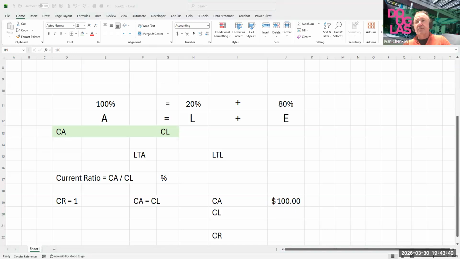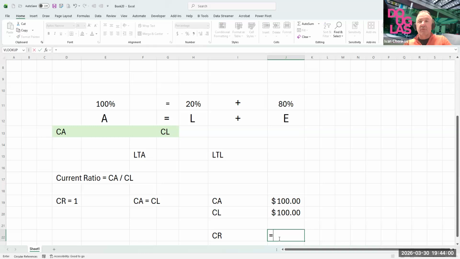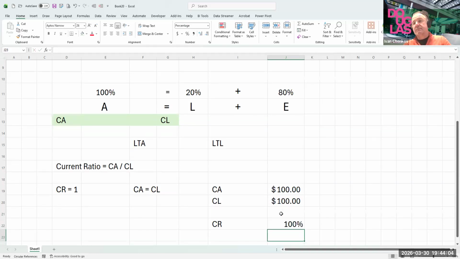Actually, the current ratio is not a percentage, people, just a number. That's not a percentage, that's just a number. Current liabilities are $100. So our current ratio is equal to current assets divided by current liabilities, correct? And that's a number. We said that's a simple number 1.